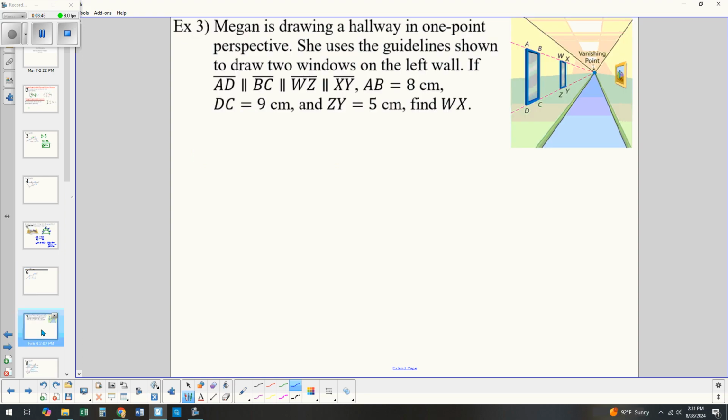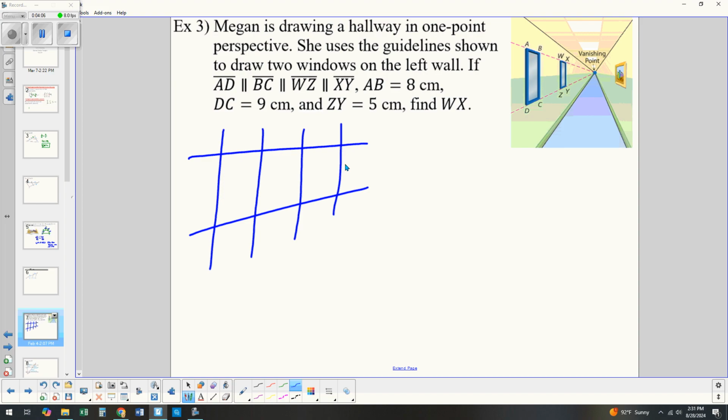Example 3, Megan is drawing a hallway in 1-point perspective, for any of you taking art. She used the guideline shown to draw 2 windows on the left wall. They're giving me that all those segments are parallel and then the measures of some of them. We want to find WX. So what this really is, we have 4 parallel lines. We have A, B, W, X, Y, Z, C, D. And as for measurements, A to B is 8, D to C is 9, Z to Y is 5, and we don't know W to X.